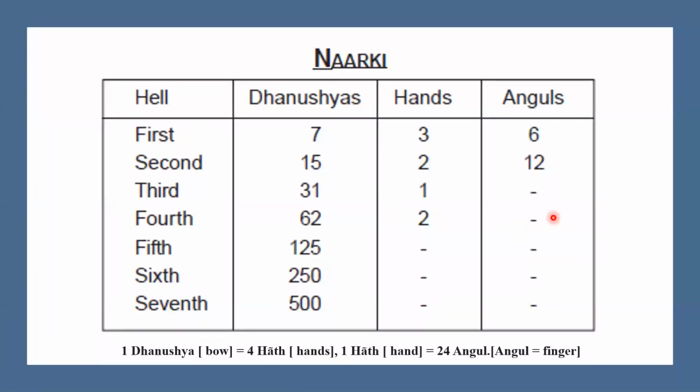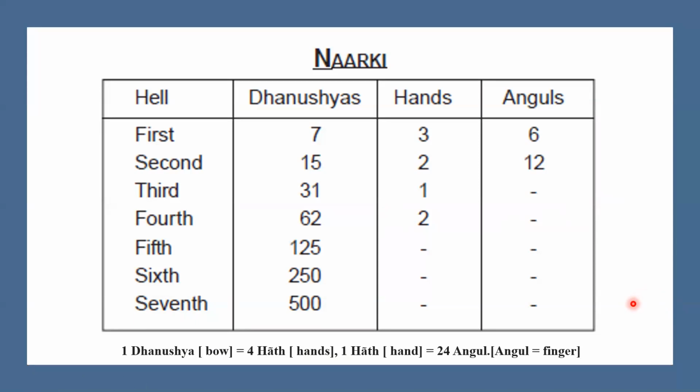So now let's see the heights of the Jeevs in these 7 Naraks. In order to understand the height, you have to understand some basic terms. So the first thing is Angul. What is Angul? Angul is the length of a finger. So the finger width is known as 1 Angul. 24 Anguls make 1 hand, that is 1 Hath, and 4 Hath make 1 Dhanushya.